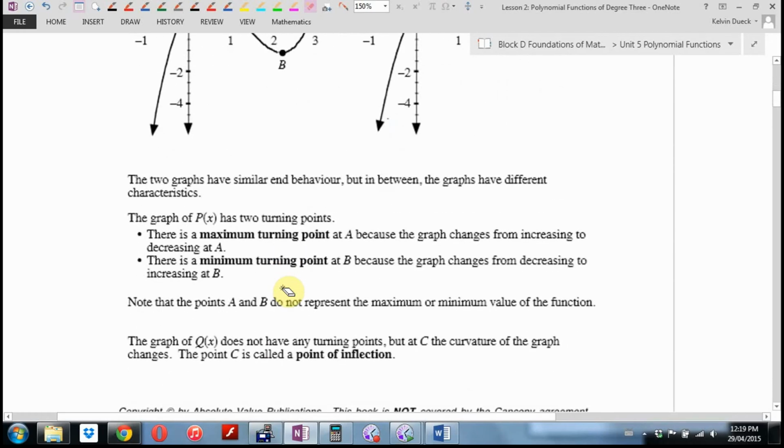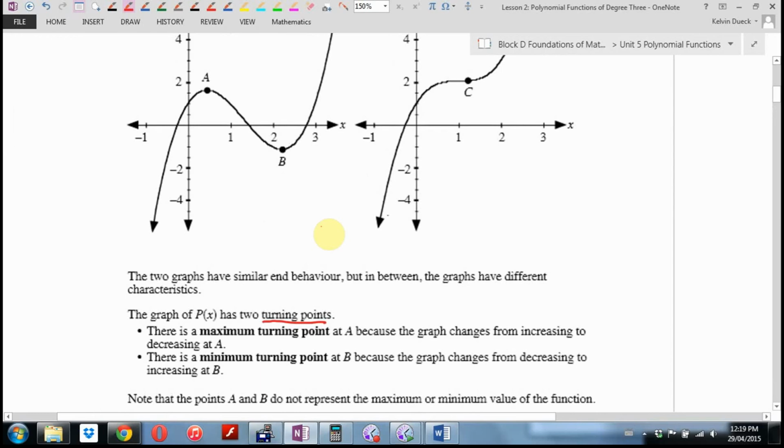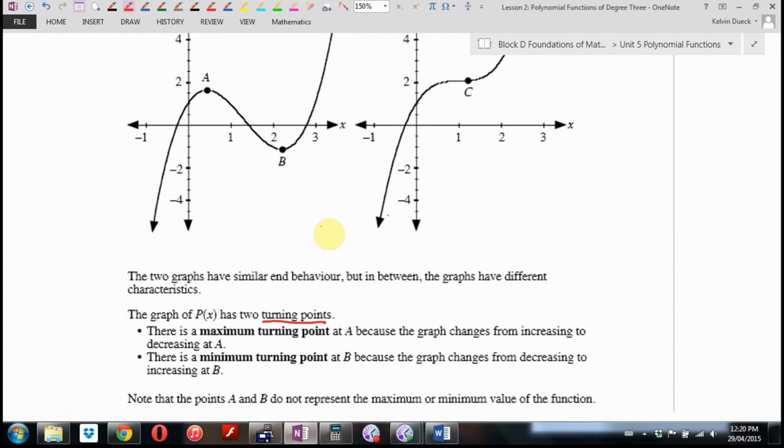They have some similar end behavior. They kind of shoot off at kind of like a line. But in between, they have different characteristics. So here's some terminology. P of x has 2 turning points, A and B. A is a maximum because it's the highest. In calculus, we would say A is a local maximum because the graph does go higher off to the side there. And if you talk to any of your friends that are in calculus, they spent an entire unit learning how to find by hand local maximums and local minimums.